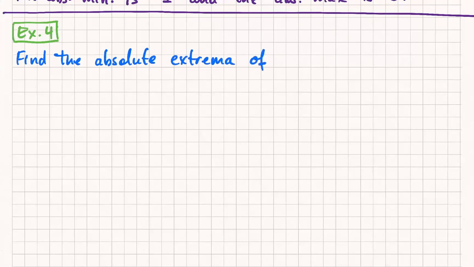Find the absolute extrema of x minus log x on the interval 1 over e cubed to e.